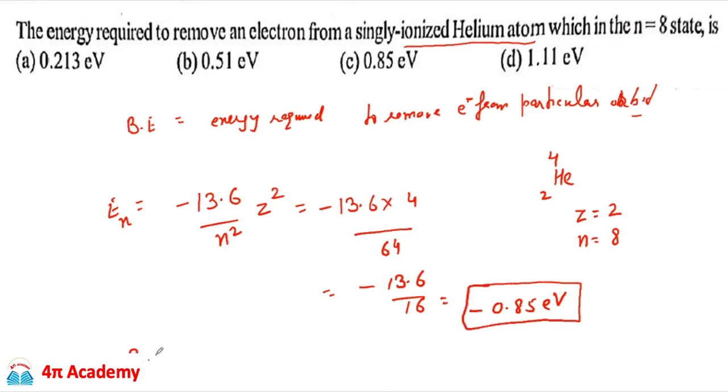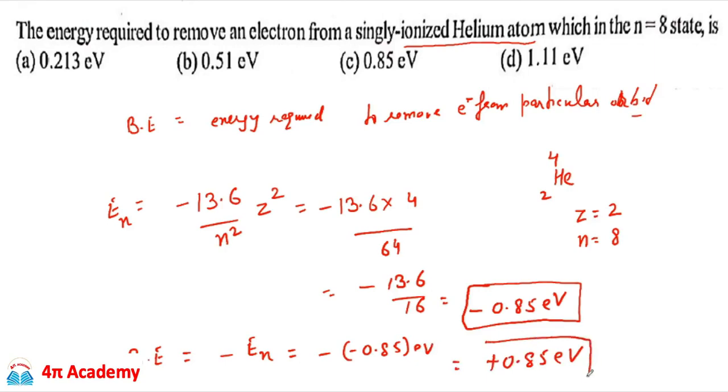Now what we have to calculate is the binding energy, or the minimum energy required to remove the electron, and this binding energy is minus of the energy of the electron in that particular orbit. So putting the value which we have derived, it comes out to be plus 0.85 electron volt energy required if we want to remove an electron from this helium atom from that 8th orbit.